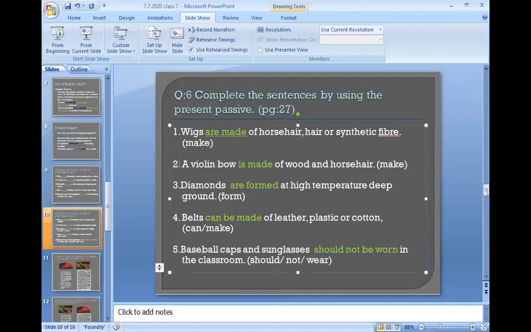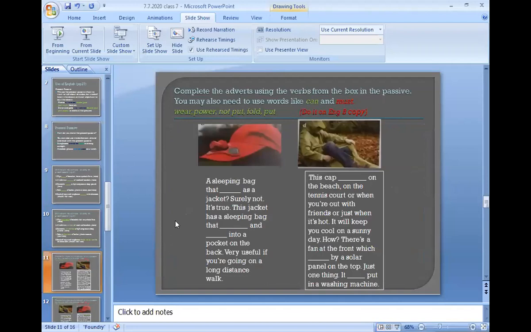Now tell me, have you done that work on the book? Pearl, no, should not be. Wear is not there. Wear is the first form. We are going to write the third form. Okay. Please write it with a pencil in the book. No need to write in the copies. Okay. So we are going to see this one.